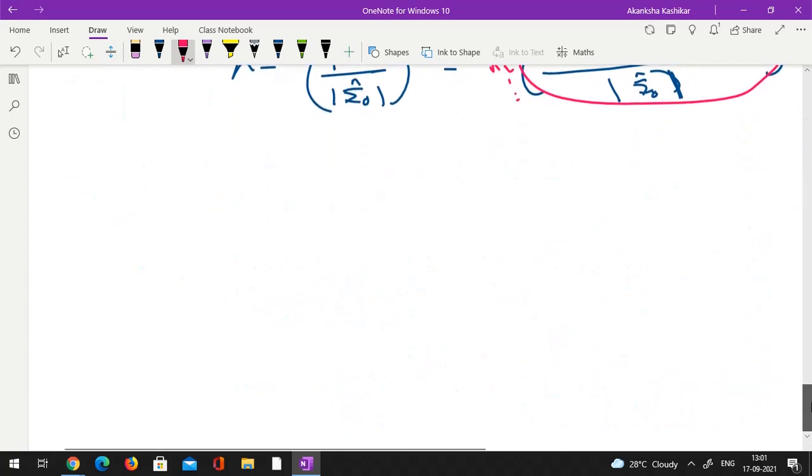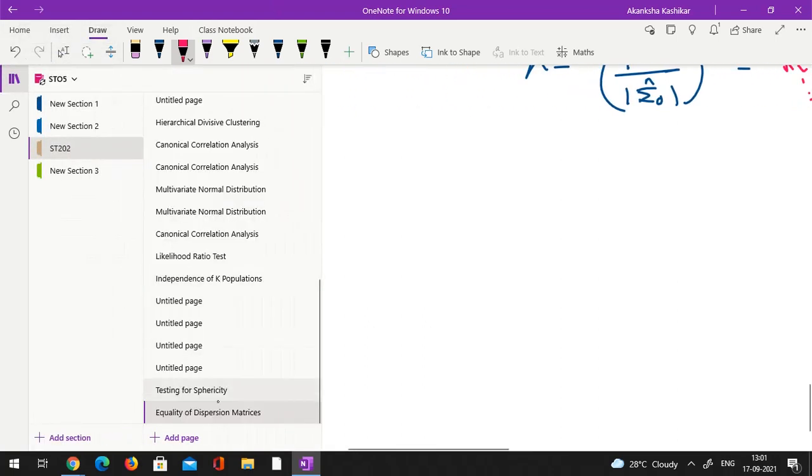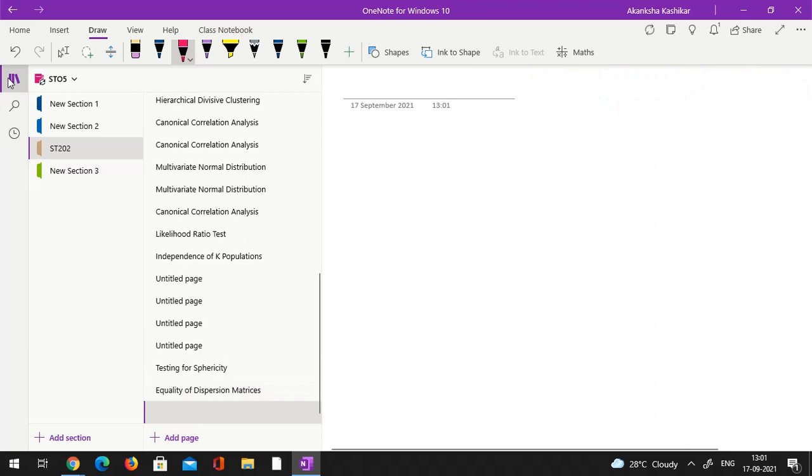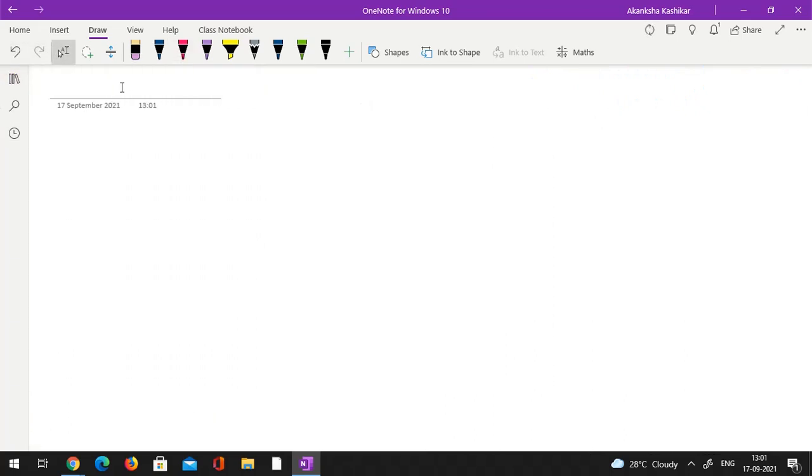Now, only one small test is remaining, so let me cover that. We talked about equality of means in Hotelling T-square and MANOVA. We talked about equality of variances in LRT. What to do if we want to check equality of both means as well as variances? Equality of mean vectors as well as dispersion matrices. So what to do under such a setup?